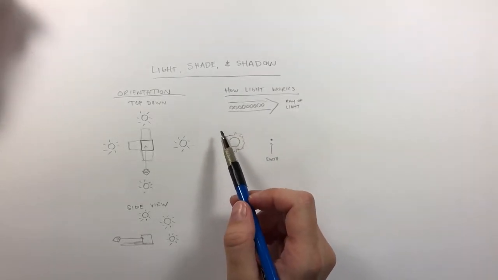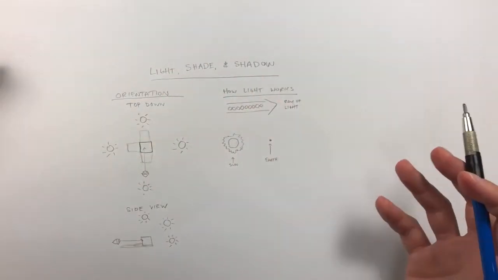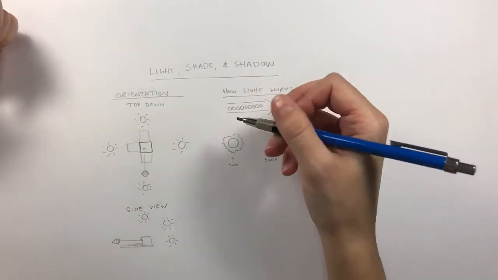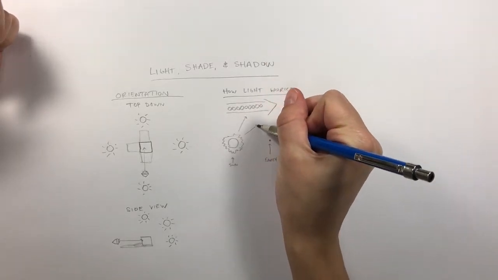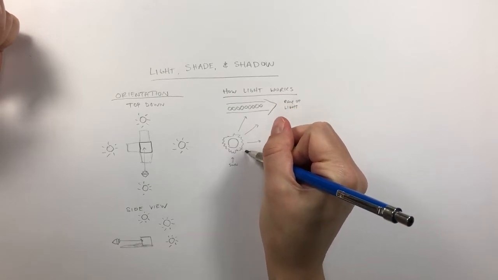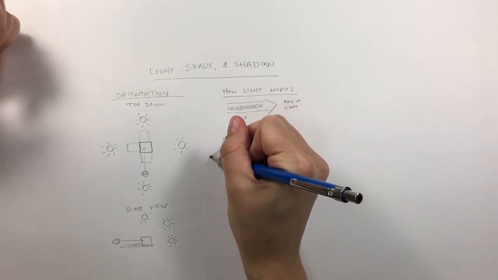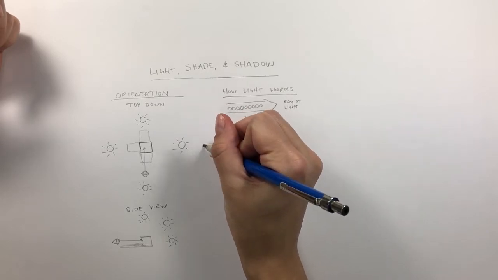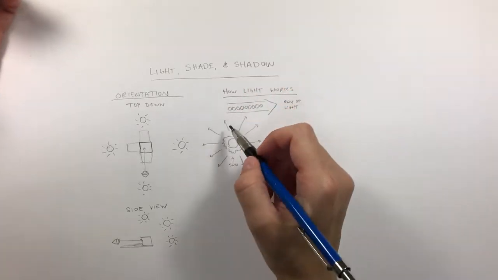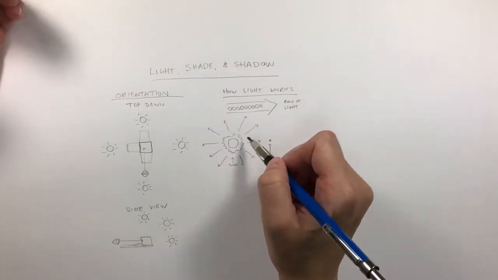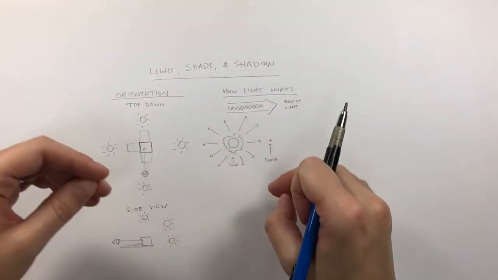Essentially what's happening is this is our sun. It's a ball of light that is radiating light out of it. So that means there are rays of light projecting out in all directions, all the way around. And there's basically an infinite number of rays. There's so many, I could keep drawing them forever, but they're all going out in every single direction.